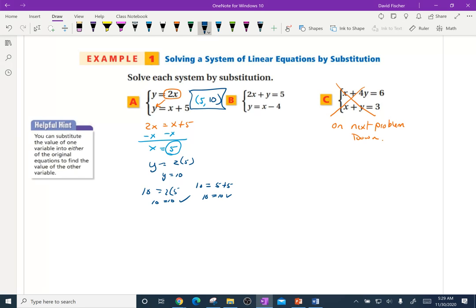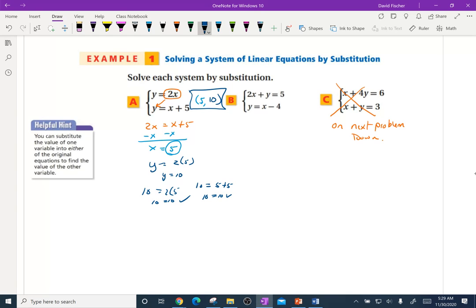And it's kind of up to you as we go along here. Quizzes and tests, I would for sure check them. Take the time to check them. I am 100% sure that my answer is (5, 10). It works in both equations. Okay, so let's move on to the second one now.